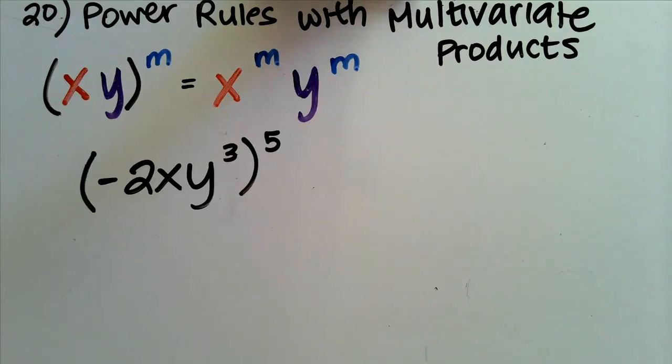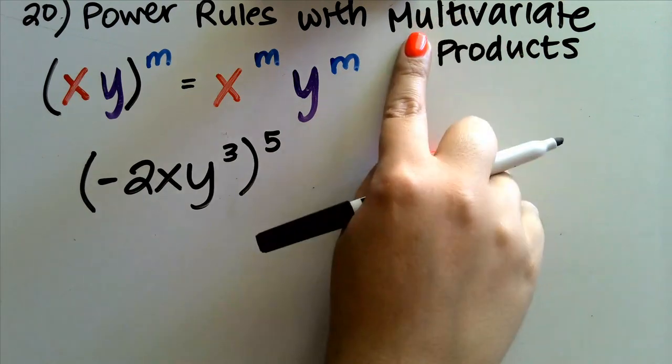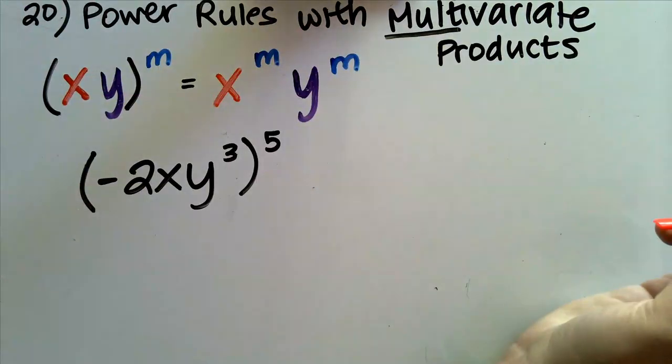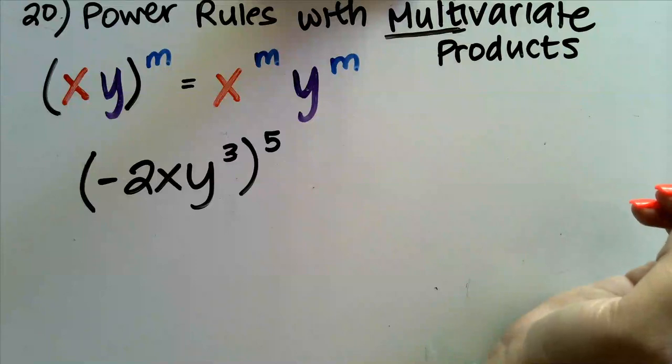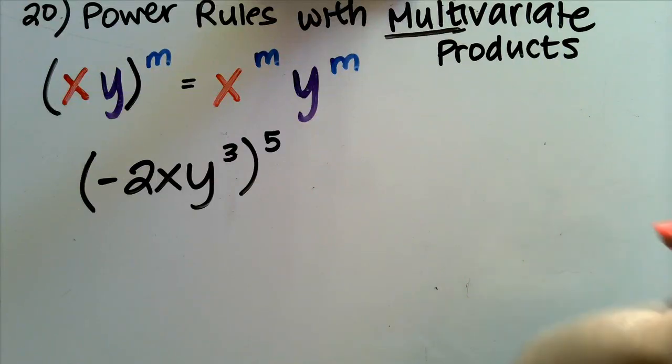Hello everybody. Today we are continuing on with our power rules, but today we're going to be talking about this with multivariate products. Remember, whenever we're using the prefix multi, that means many. So we're going to have many variables or more than one variable in these problems.